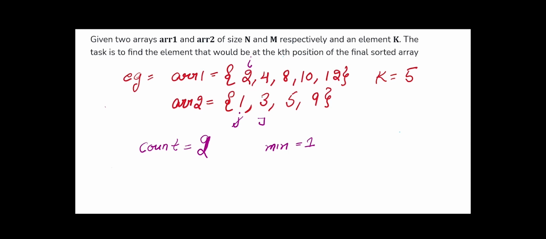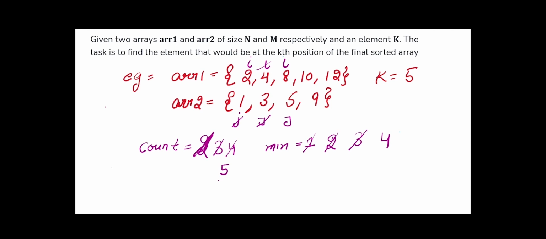Now during the second iteration, we are comparing 2 and 3. As 2 is lesser than 3, first we will update the value of mean and we will increase i. Now during the third iteration, we will compare 4 and 3. As 3 is lesser than 4, we will update the value of mean with 3 and we will increase j. And now it's the fourth iteration. During the fourth iteration, we have 4 at the ith position and 5 at the jth position. As 4 is lesser than 5, we will first update mean and then we will increase i.